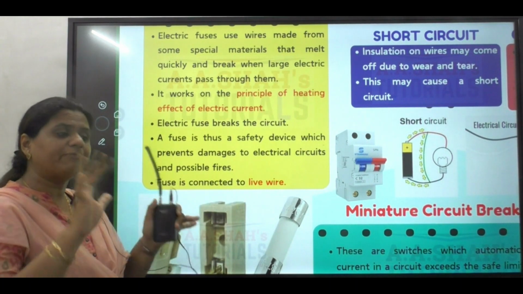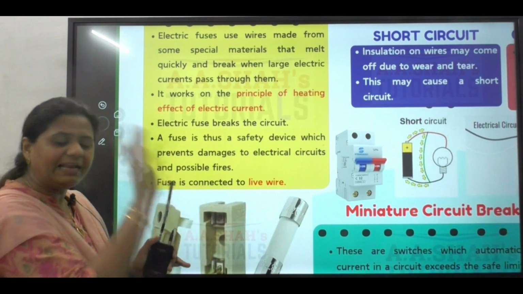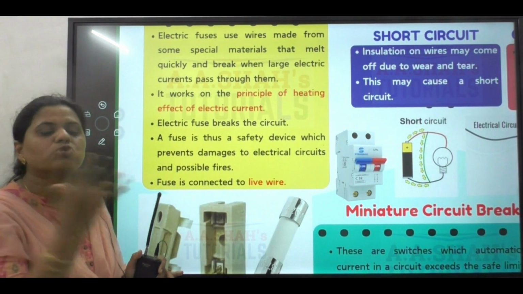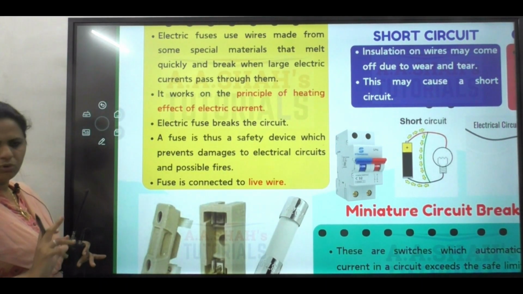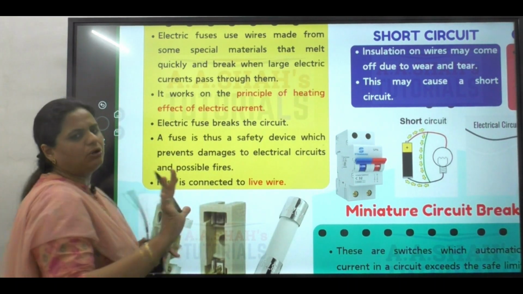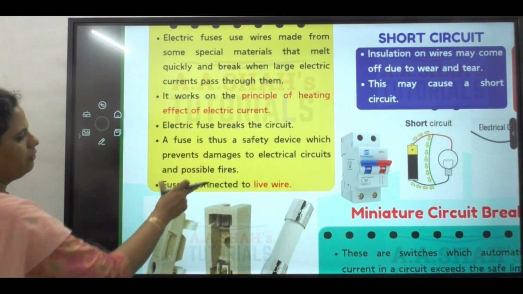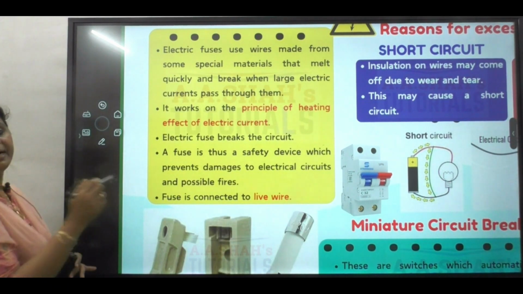Your house goes dark, but you are safeguarded. You are safe, and because there was high amount of electricity passing, it is not allowing an electric fire to be caught, but it is switching off your electric supply. So fuse उड़ जाता है. When such a thing happens, you have to change this device. You call an electrician and get a new fuse, fix it, and your electricity supply will come back to normal. So this is in case of overloading. And you should remember one important thing. Fuse is always connected to live wire.